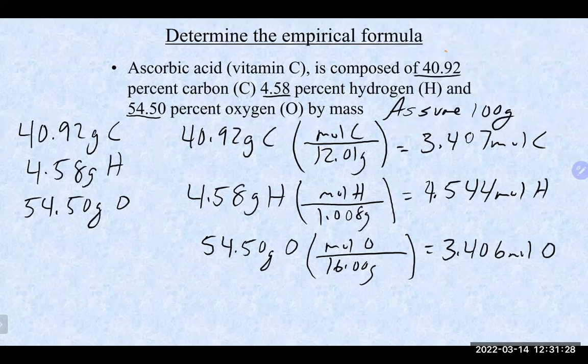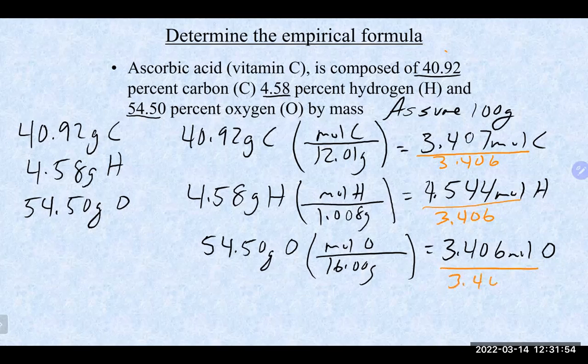So we got them to grams. We converted our grams to moles. At this point, we want to divide by the smallest number of moles. In this case, it actually is carbon, fairly close, but pretty close. So we will divide everybody here by carbon, which is 3.406, 3.406, and 3.406 in this case.